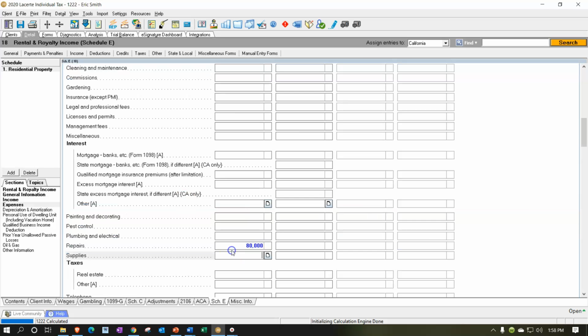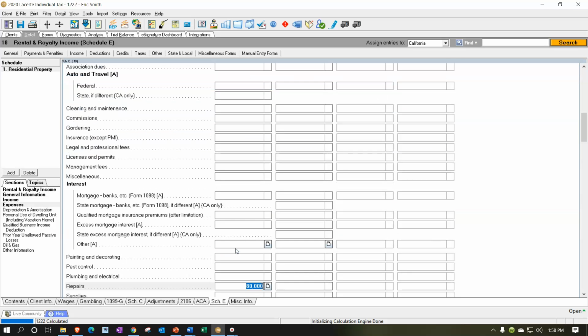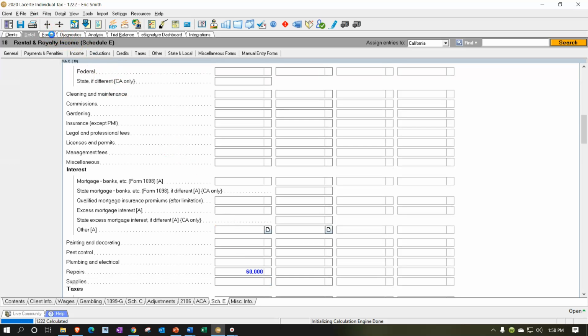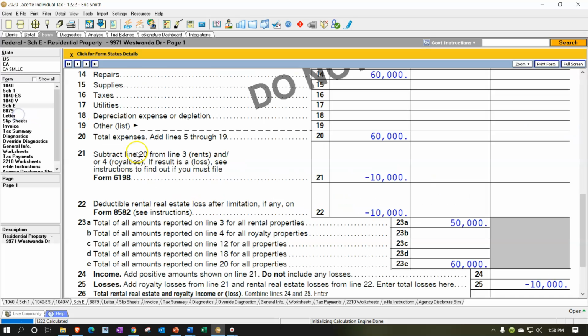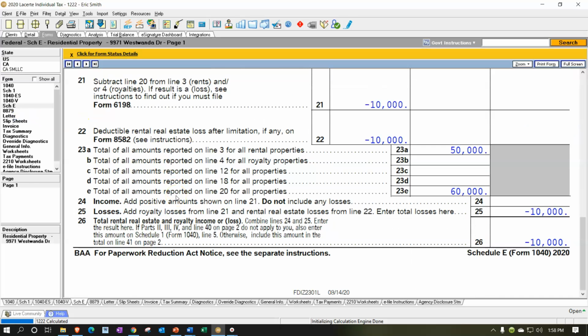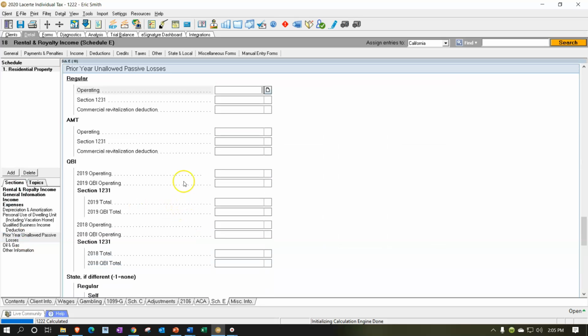Now, let's bring this back down to a loss of like 10,000. So we're going to bring it back to a loss of 10,000 here. And if we go back on over, there's our loss of 10,000 to the Schedule E. There's our loss of 10,000. And now let's say we had prior year unallowed losses that are going to basically carry over. And let's say we had losses of, let's make it 15,000 from the prior year.